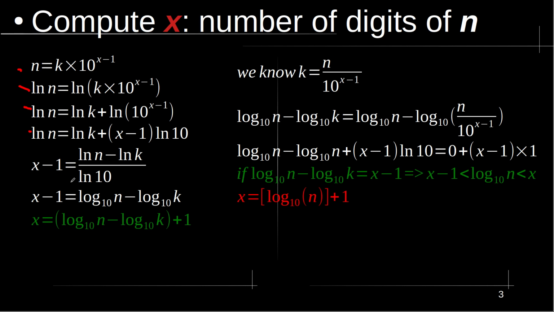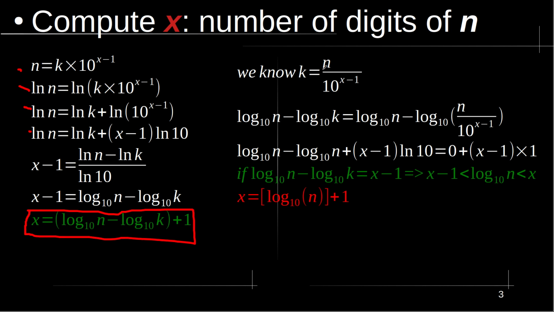So x minus 1 is equal to natural logarithm of n minus natural logarithm of k over natural logarithm of 10. So x minus 1 is equal to logarithm base 10 of n minus logarithm base 10 of k. So this is our first formula.